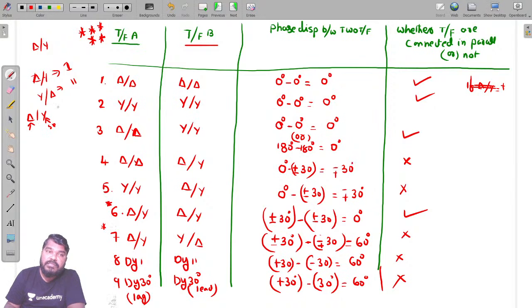But here, star delta in the sense that terminals remain the same, but the windings on the primary side are star and the secondary side is delta, but the outgoing terminals remain the same. That's why you will get the opposite.